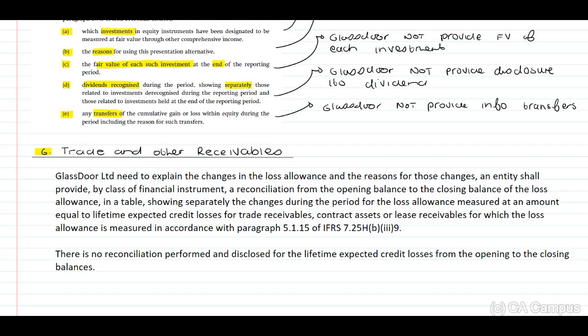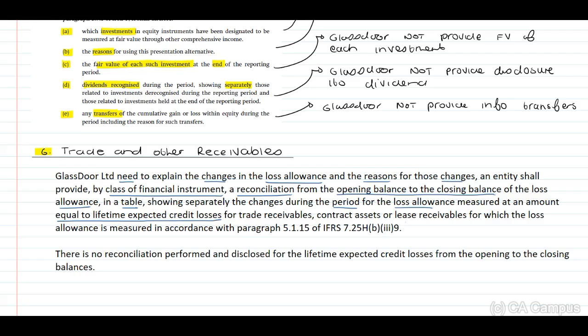Okay, so GreenDoor need to explain the changes in the loss allowance and the reasons for those changes. An entity shall provide by class of financial instruments a reconciliation from the opening balance to the closing balance of the loss allowance in a table, showing separately the changes during the period for the loss allowance measured at an amount equal to lifetime expected credit losses for trade receivables, contract assets, and lease receivables for which the loss allowance is measured in accordance with these paragraphs.